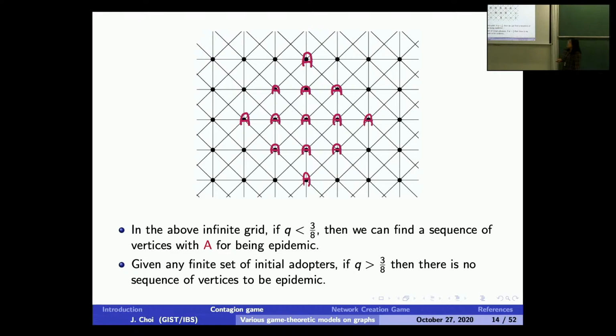On the other hand, given any finite set of initial adopters, the initial set, if Q is bigger than 3/8, then there's no sequence, no way of making it epidemic. So this is not a trivial exercise, but I think it's a good exercise for you. So from the previous definition, the contagion threshold for this example, Q, is 3/8.